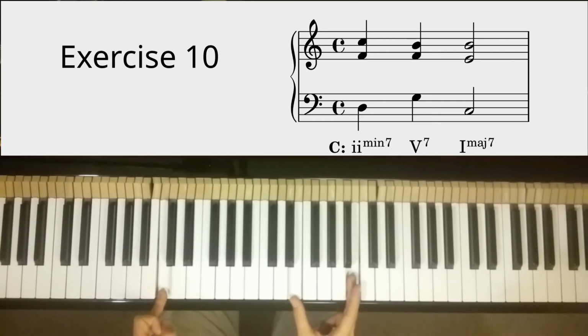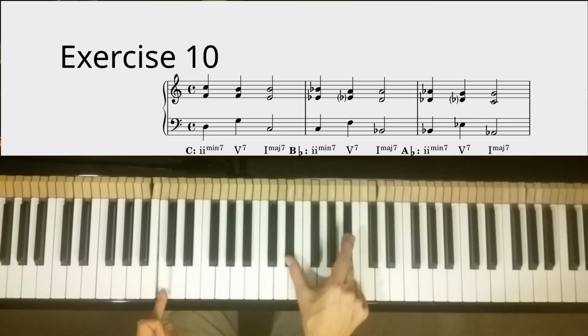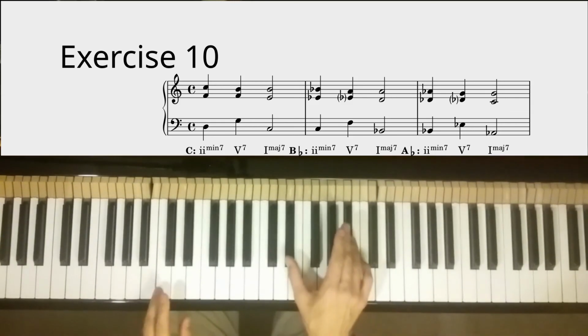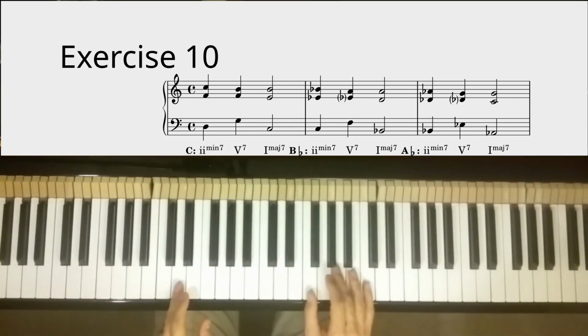A common way to practice this is to just do the next one right here. And now we are in the key of B flat, because C minor 7th is the 2. So this will just keep going down this way. So back in C.